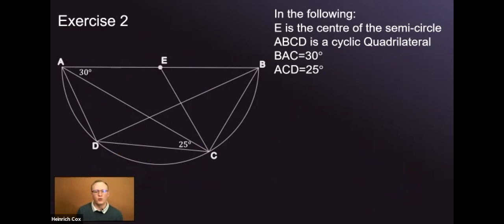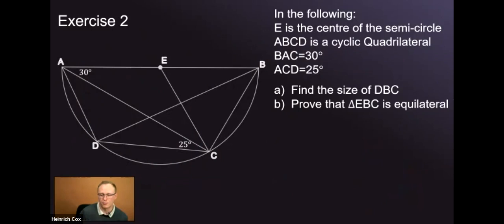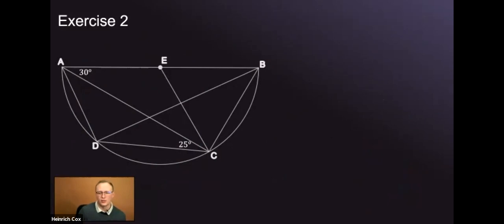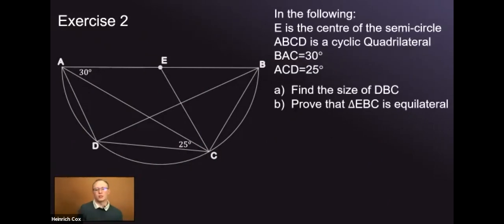So in the following, E is the center of the semicircle, ABCD is a cyclic quadrilateral, BAC is 30 degrees as indicated there, and ACD is equal to 25 degrees. So we're going to find the size of DBC, we're going to prove that triangle EBC is equilateral, and oh, there were only 2 questions. Okay, let's go back. So that's what we're going to do.